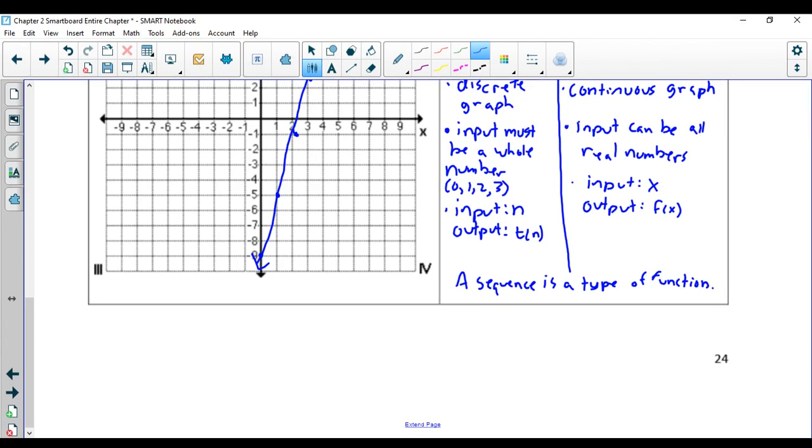So it's kind of like that whole every square is a rectangle, but not every rectangle is a square. Every sequence is a function, but not every function is a sequence.